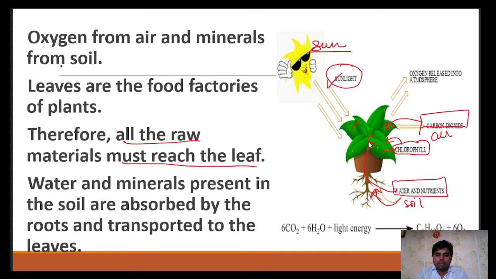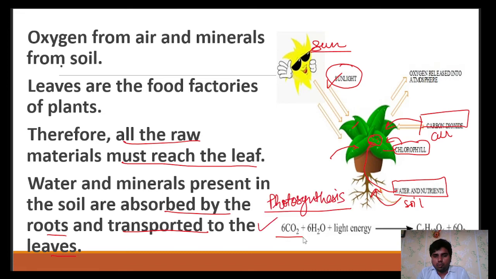Now water and minerals present in the soil are absorbed by the roots and transported to the leaves. After all this reaches the leaves, there will be the process known as photosynthesis. Okay, so what happens in photosynthesis? Let's see the equation present here. 6CO2, 6H2O plus light energy will give 1 molecule of glucose and 6 molecules of oxygen.